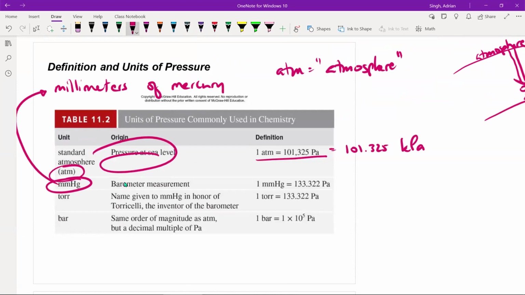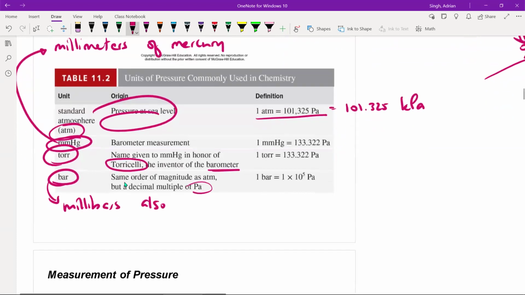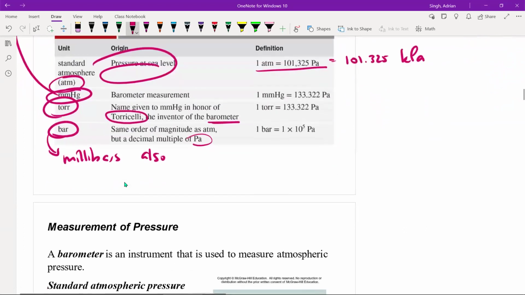We also have Torr, which is an abbreviation of somebody's name. His name is Torricelli, the inventor of the barometer, which is a pressure measuring device. And then we also have the bar, which is the same order of magnitude as atmosphere, but it's a decimal multiple of the Pascal. Okay, so typically we see millibars instead of bars. So these are the most common pressure units we'll see in chemistry.